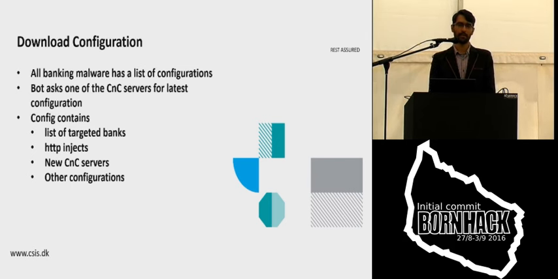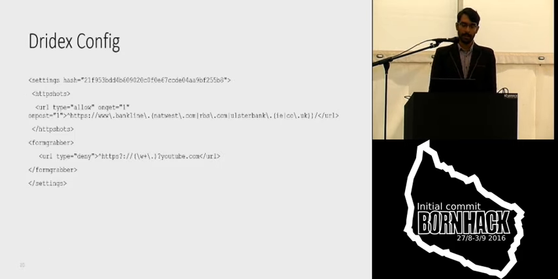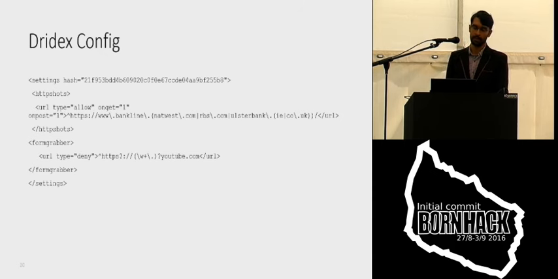And there are other configurations depending on the malware and what its functionality is. So here's a real configuration from Druidex. It's a small snippet of it. It's not all of it. It's usually 400, 500 lines long and pretty big. So in this case, it's in the nice format of XML, and it's pretty easy to read.